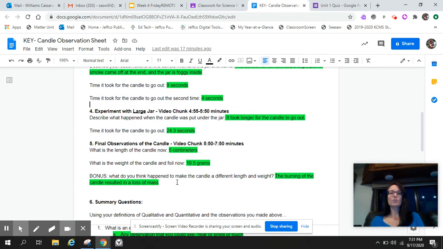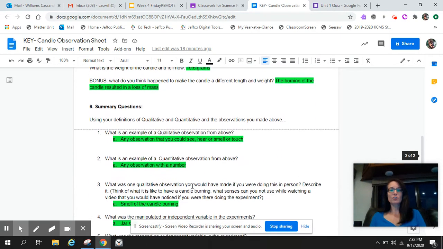So the bonus question here was, what do you think happened to make that candle a little bit less in length and a little bit less in the mass or the weight? Basic hypothesis: maybe burning that candle resulted in the loss of mass. Possibly some of that mass could be traced to the wick or to the smoke that came off of the candle in this chemical reaction. We will talk more about that in a couple weeks.